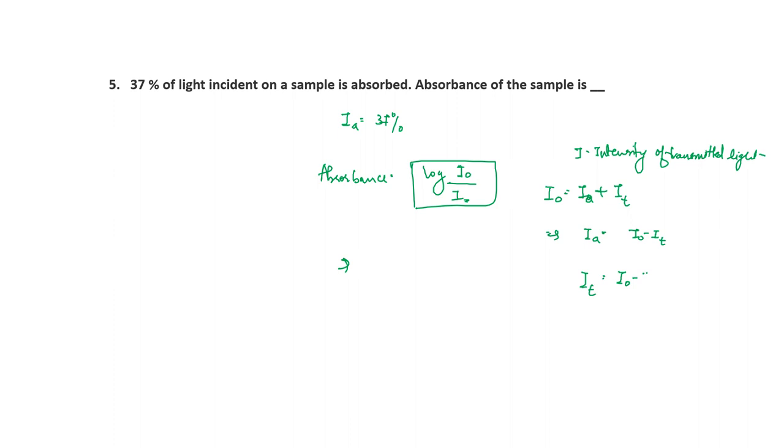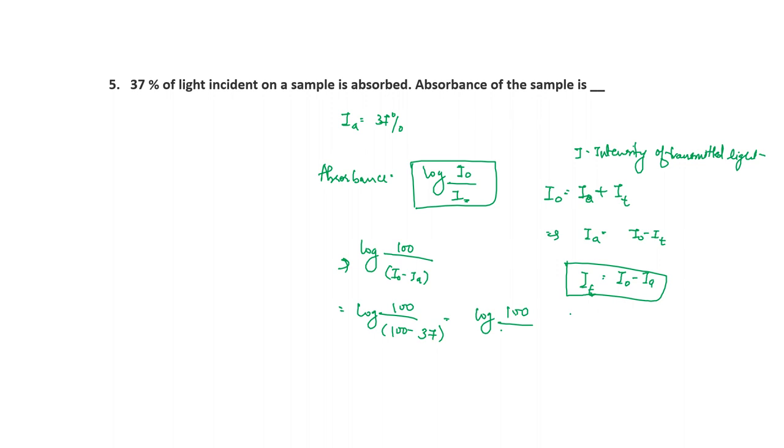If we do not have the value of IT, it's not a problem. We can just keep in the formula the value in terms of IA. So let's say the total intensity of light is 100 and IT will be I naught minus IA. So it will be log of 100 upon I naught minus IA, that is 100 minus 37. So it comes to be 100 upon 63. We'll just calculate the answer for this.